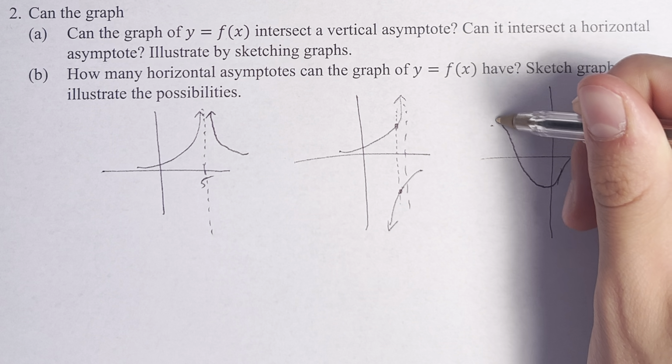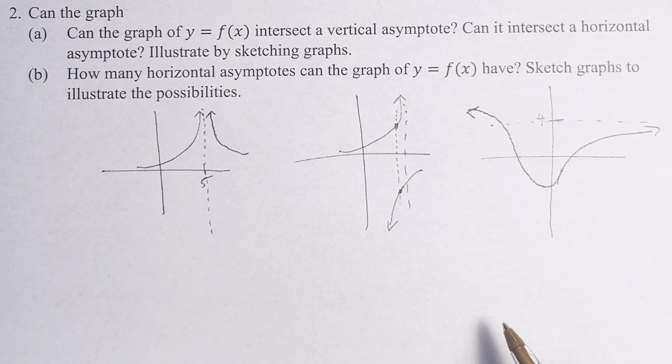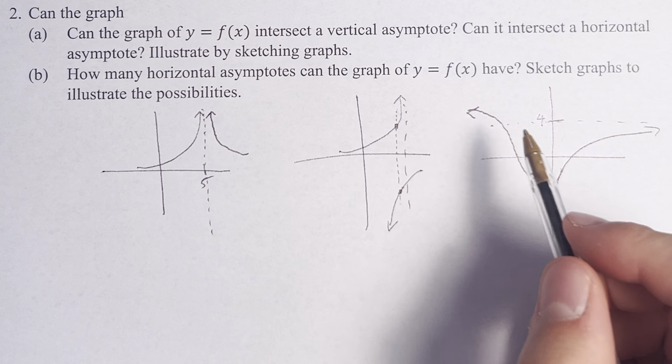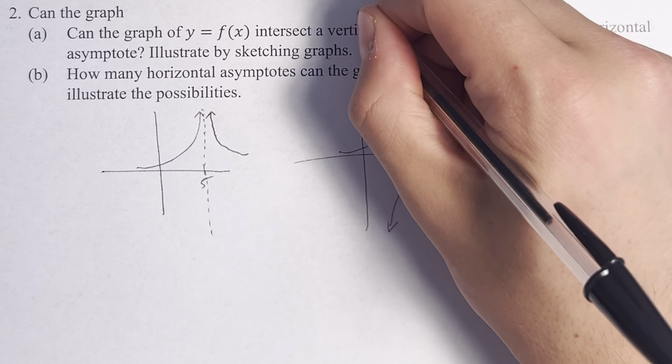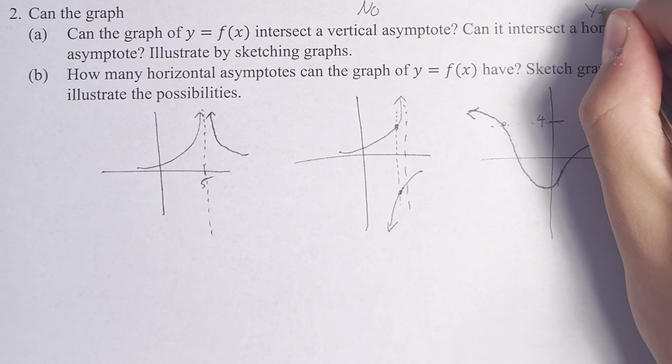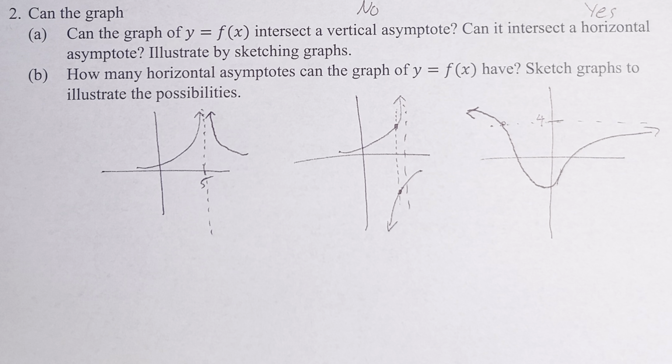If we were to have something like this, this is a perfectly valid function where we are crossing the horizontal asymptote. So for a vertical asymptote, the answer is no, but for a horizontal asymptote, the answer is yes.